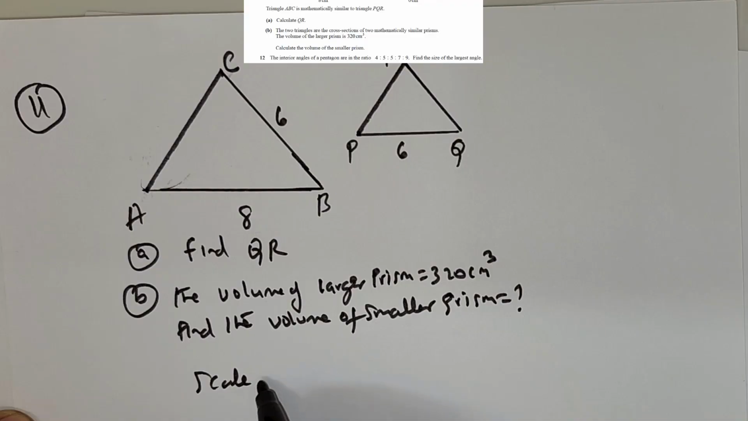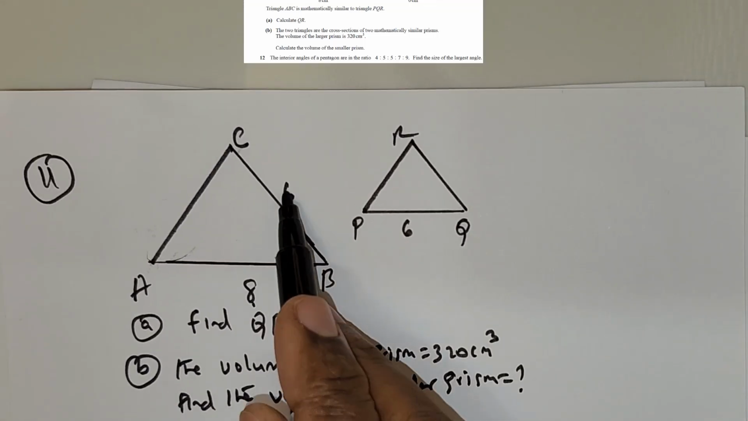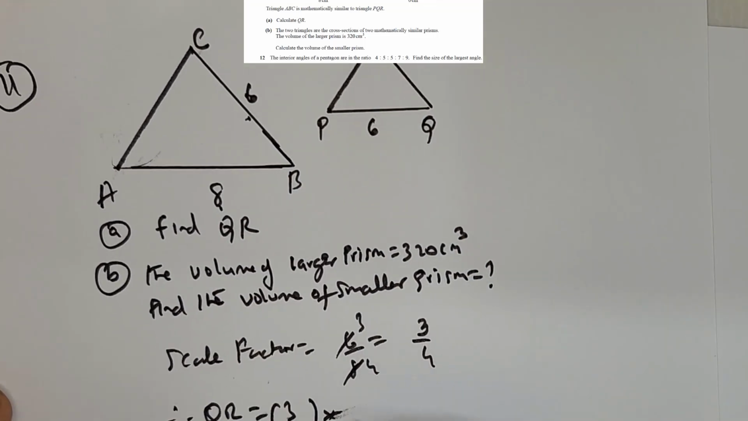First we need to get the scale factor. That is equal to 6 over 8. You reduce it. 2 divides 6 three times, 2 divides 8 four times, so 3 over 4. So therefore QR is equal to 3 over 4 times this side is what is required. So 6, 2 divides here 2 times, 2 divides here 3 times, so 9 over 2 is equal to 4.5 cm. So this is the side QR.